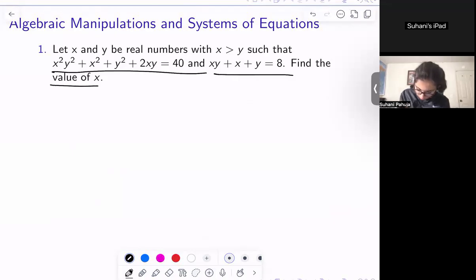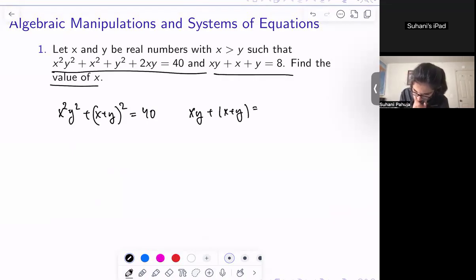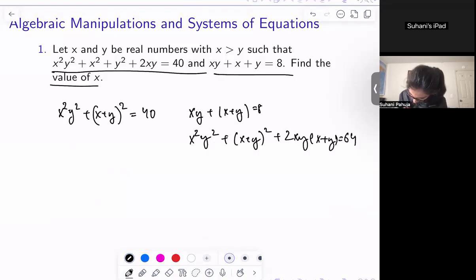So the first thing that we can do is rewrite the first equation in a very nice way. We can write the first equation as x squared y squared plus (x plus y) squared equal to 40. And the second equation is xy plus x plus y is equal to 8. If we square the second equation, we get x squared y squared plus (x plus y) squared plus 2xy times (x plus y) is equal to 8 squared, which is 64.